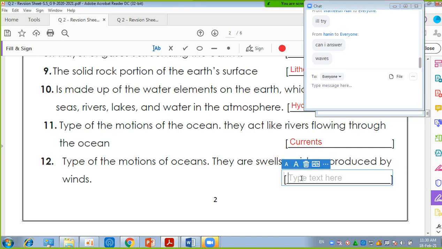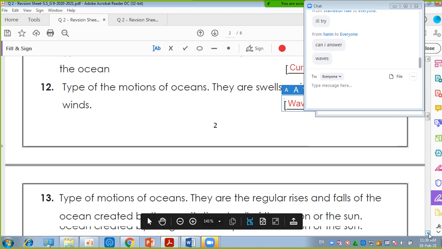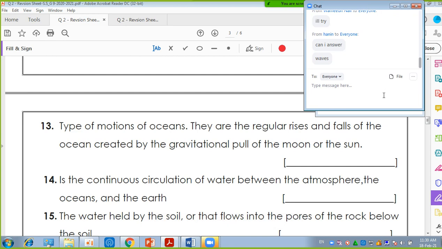This kind of motion is called waves, where there are ridges and swells. Thank you, Haneen. Kamal, please prepare yourself to answer number 14. Miss, 12 was what? 12 was waves. Okay.